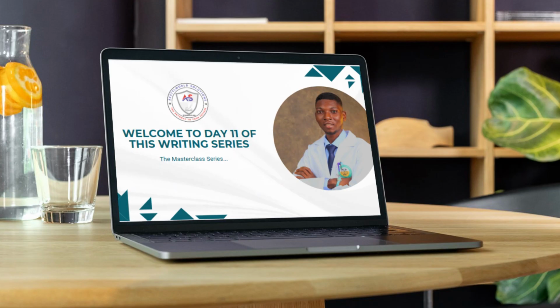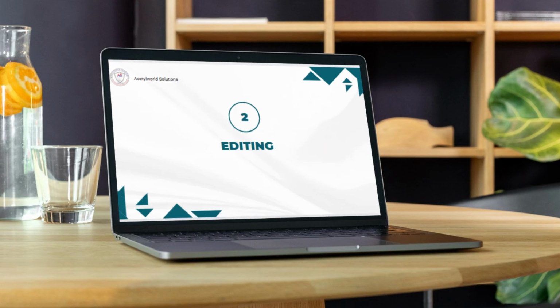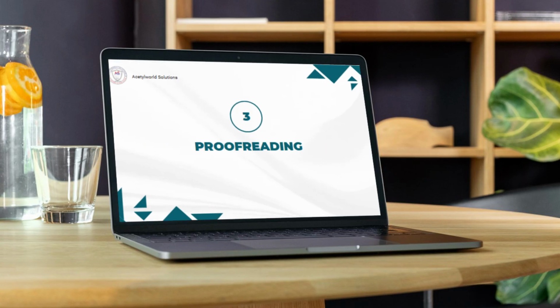Now, in this video, we will be covering 4 major topics that can really elevate the quality and professionalism of your academic document. Number 1 is a list of figure and table. Number 2 is editing. Number 3 is proofreading. And finally, number 4 is avoiding plagiarism.